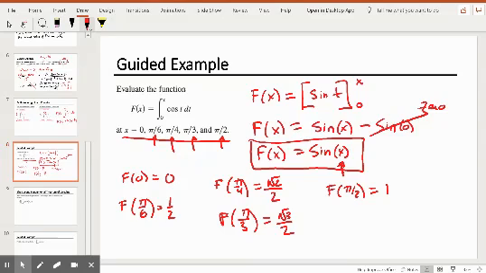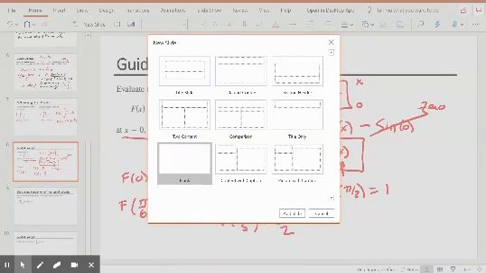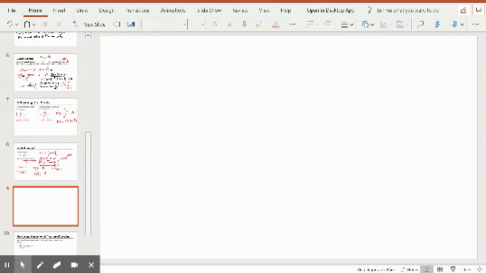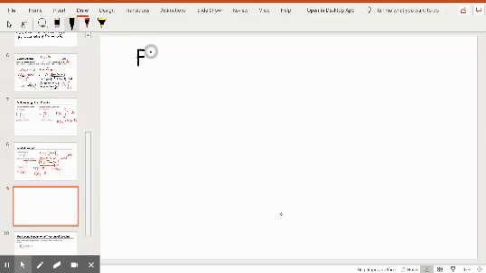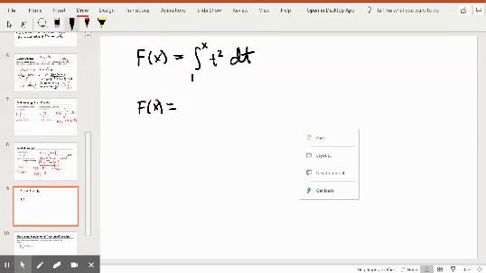All right, so we can just put in a blank slide here to do another example. F of x is equal to the integral from 1 to x of t squared dt. F of x is equal to, what is the antiderivative of t squared? Well, that is 1/3 t cubed with the bound from 1 to x.